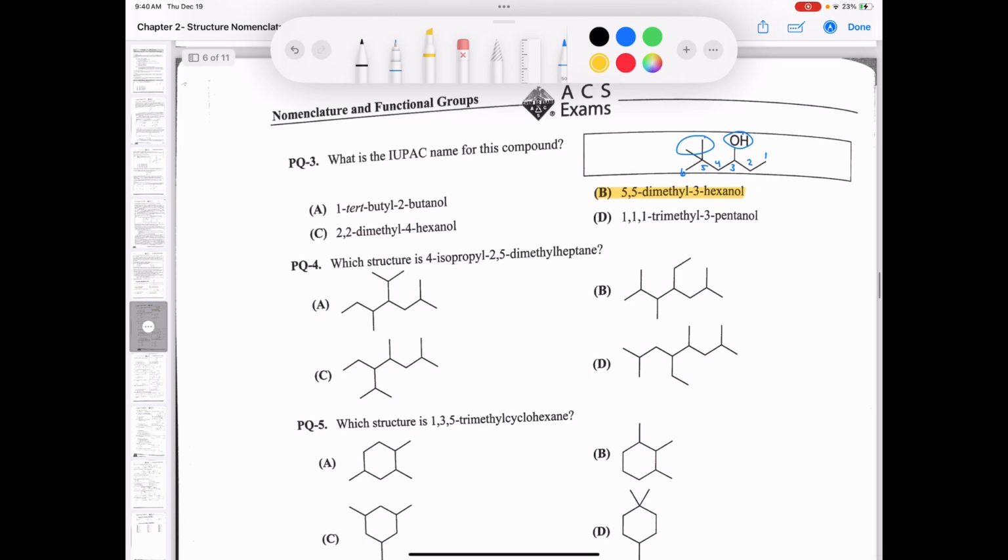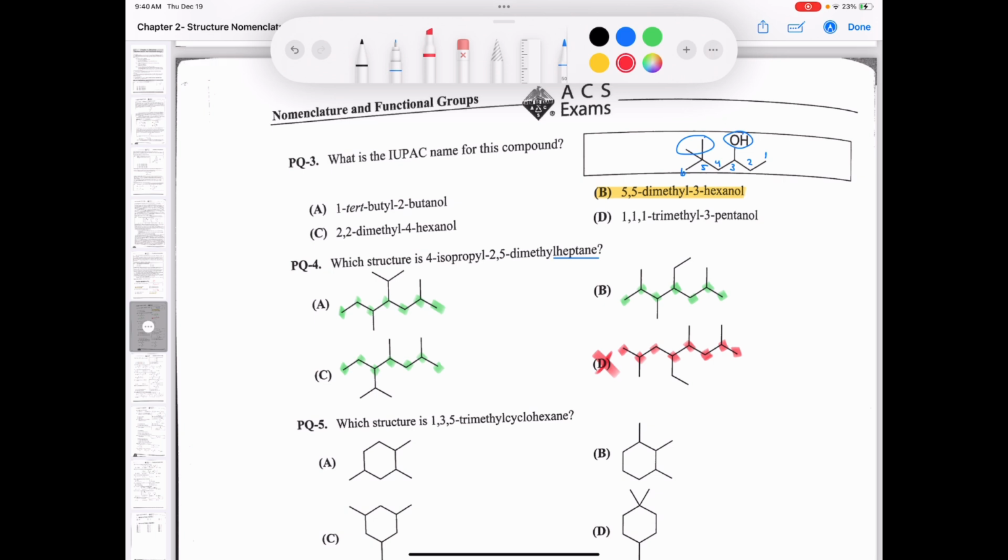Question number 4. Which structure is 4-isopropyl 2,5-dimethyl heptane? Well, here the first thing I would do is I would look for the longest carbon chain. So I would look for that heptane, and you can see that we have one right here. 1, 2, 3, 4, 5, 6, 7. We have one here, and one here. But the problem is here we have 1, 2, 3, 4, 5, 6, 7, 8. So we can scratch D off the list right away.